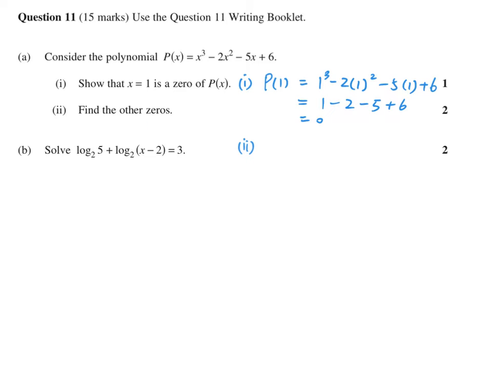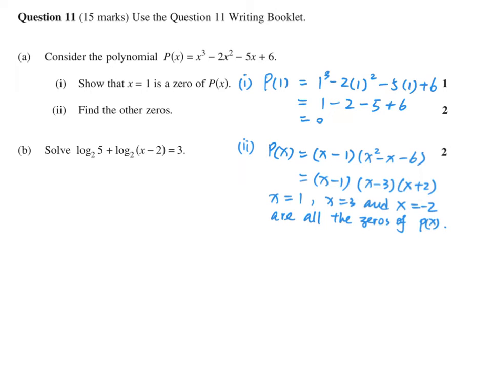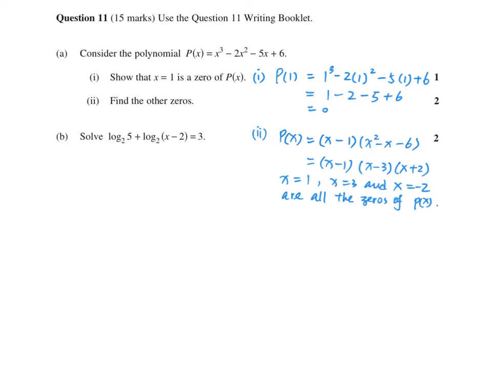We know that if x equals 1 is one of the zeros, then P(x) must be able to factorize as x minus 1. You can use long division to factor the x minus 1 out of P(x), and then further factorize the degree 2 polynomial into these two factors. So we know that x equals 1, x equals 3, and x equals minus 2 are all the zeros of P(x). Then question B asks you to solve this log base 2 equation.